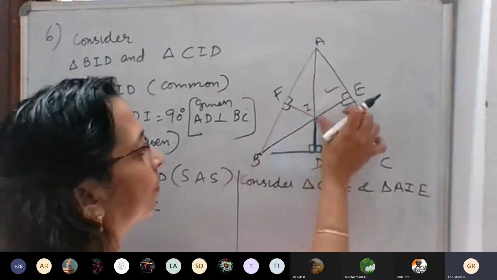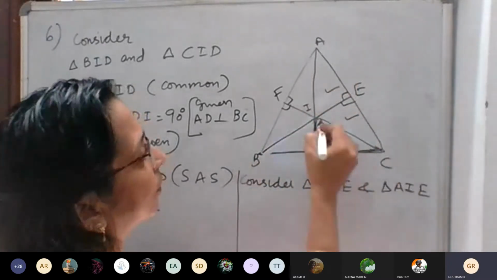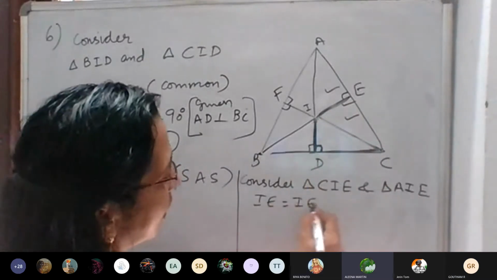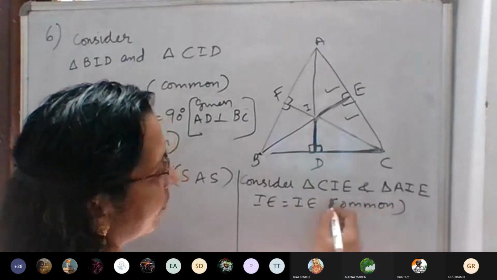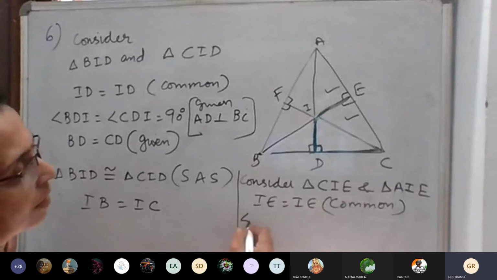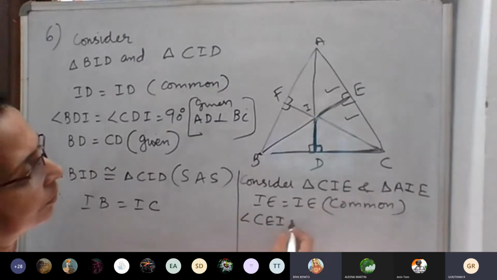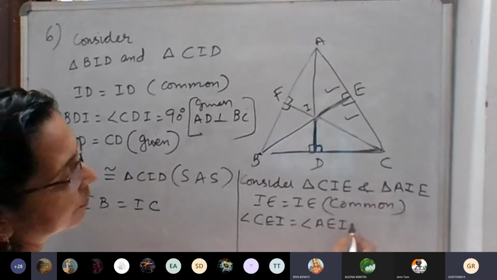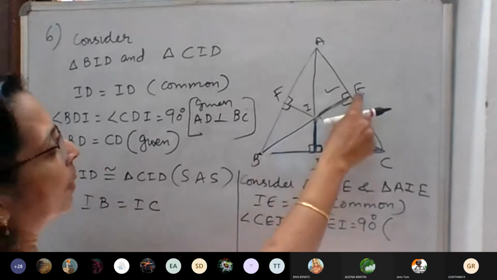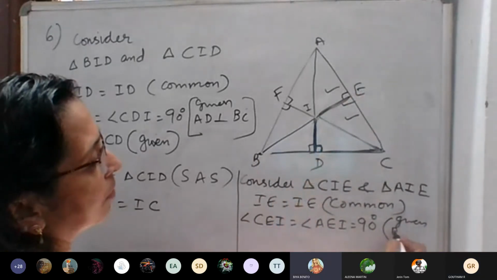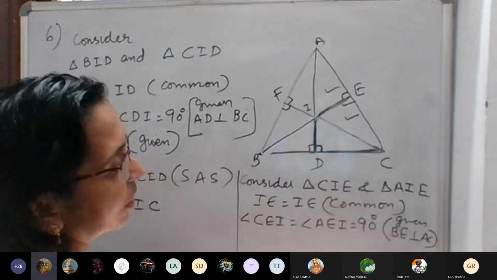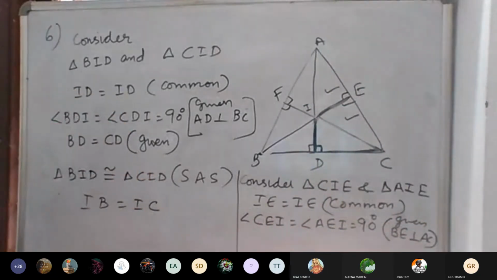So tell me, IE is equal to IE, common side. Compare with this, same model you can write. Angle CEI is equal to angle AEI, is equal to 90 degrees. That means BE is perpendicular to AC.